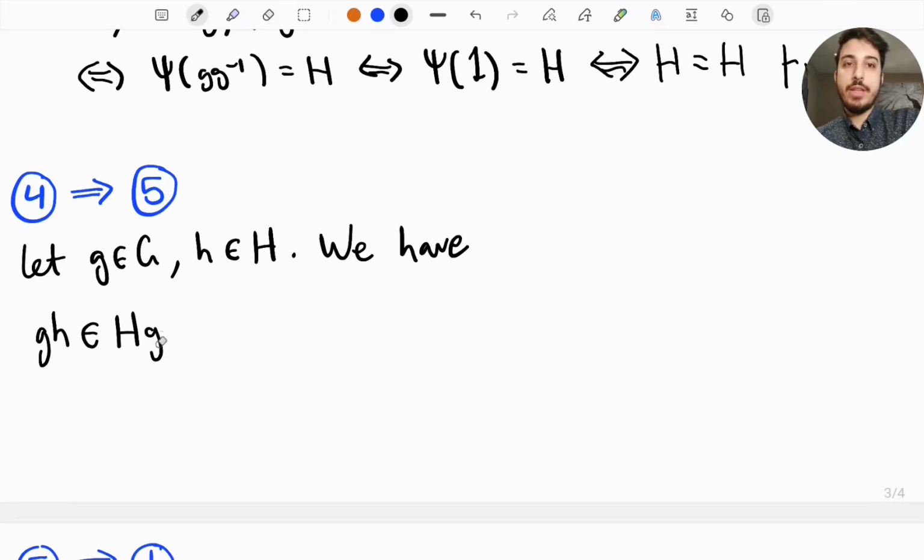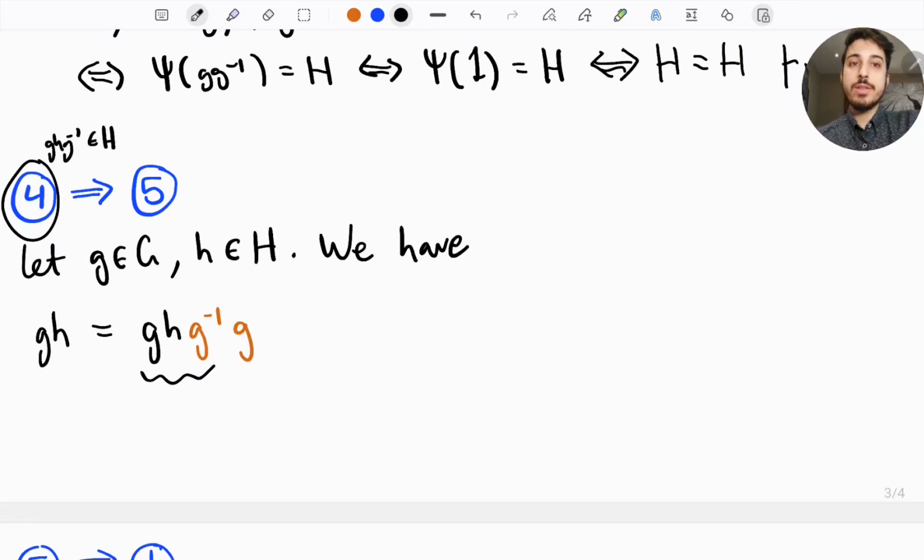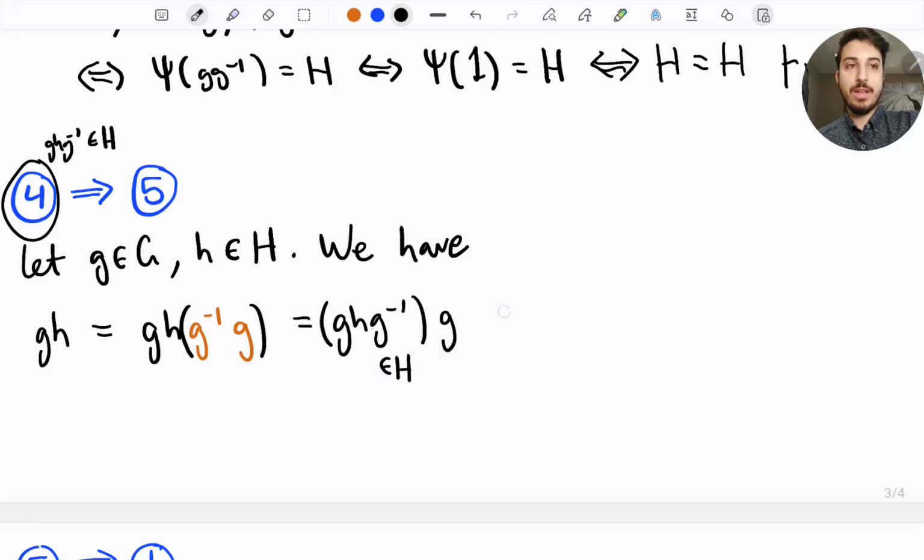So GH is an element in HG. Why? Because GH can be written as GH, G inverse, G. And now that I have appeared the GH, G inverse, this is a conjugate. And what I've supposed here is that any conjugate, GH, G inverse, is an element in H. So because of that, this here is an element in H. So this is in HG. Well, formally speaking, this is like that because I multiplied this by that. And then I use associativity. And then I can say that this conjugate here is an element in H multiplied by G. So this is an element of the coset HG, the right coset HG.